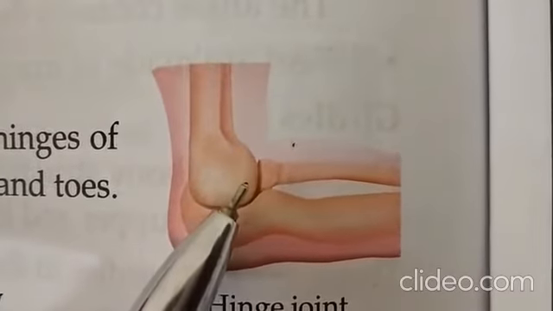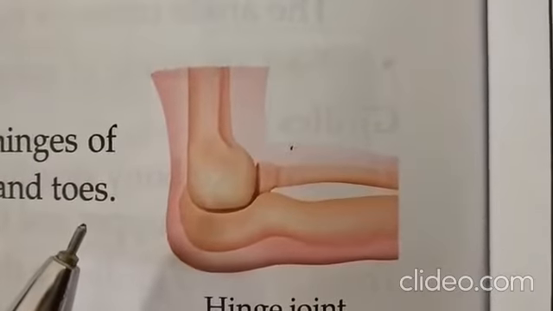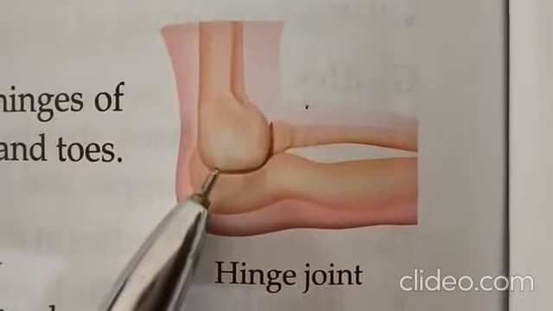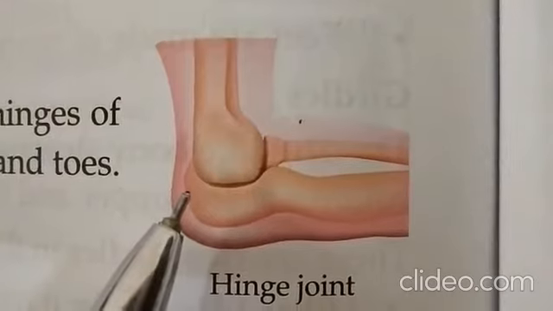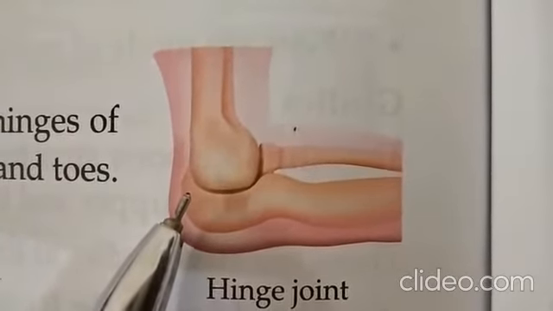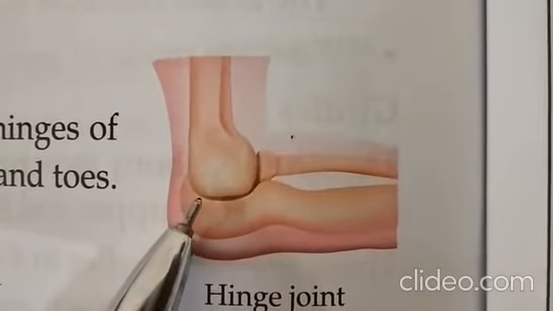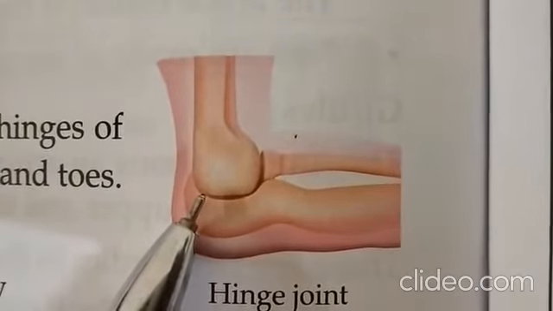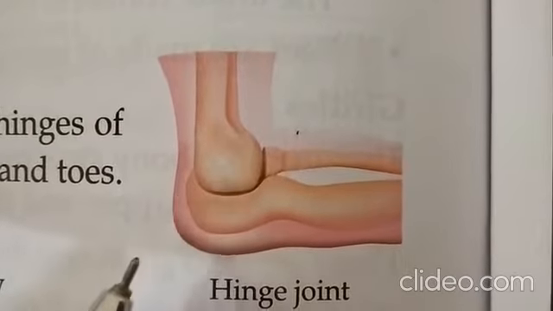Now we have many types of joints. So the first joint is the hinge joint. This hinge joint is present in the knees, elbows, fingers and toes. These bones, as you can see, open and close only in one direction. Like for example, you see a door or a window. When you open the window or a door, they move only in one direction. Either they close or they open.